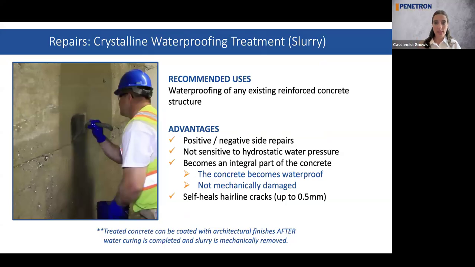If you've got existing concrete and your existing concrete is leaking, you can repair it using the crystalline waterproofing treatment, or people also know it as the crystalline waterproofing slurry. Now, it's also a cementitious product. You mix it with water and you literally paint or you spray it on. It is a treatment. You can apply it to concrete on the positive or the negative side.